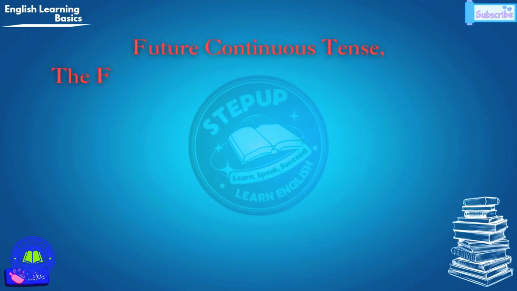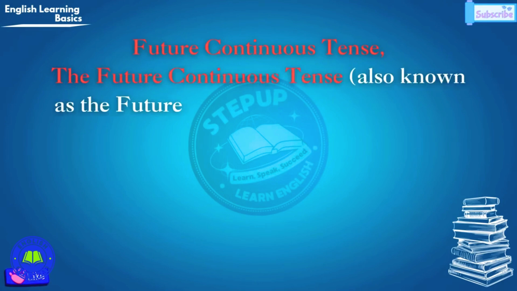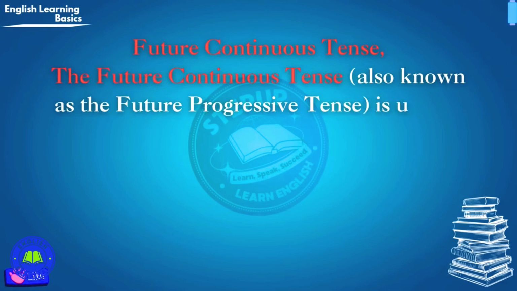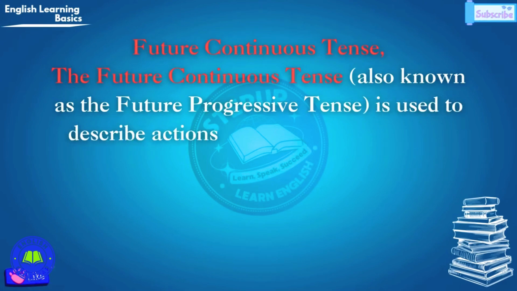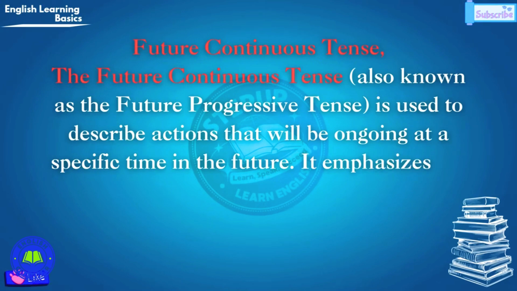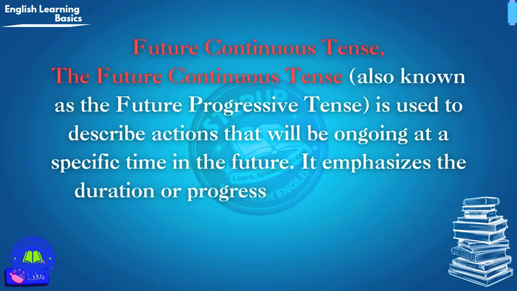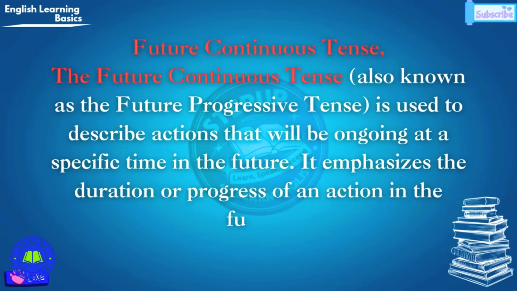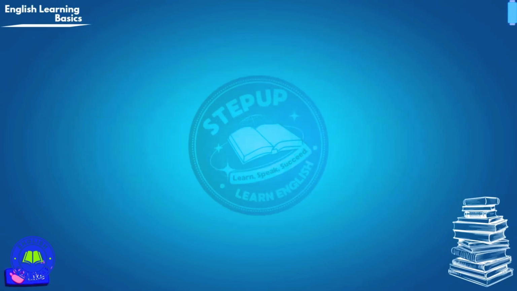Future continuous tense. The future continuous tense, also known as the future progressive tense, is used to describe actions that will be ongoing at a specific time in the future. It emphasizes the duration or progress of an action in the future.